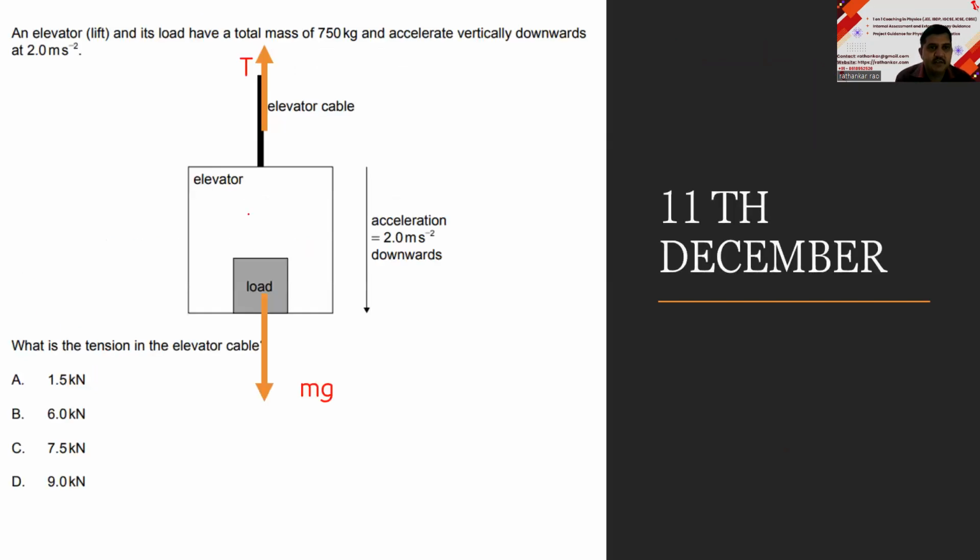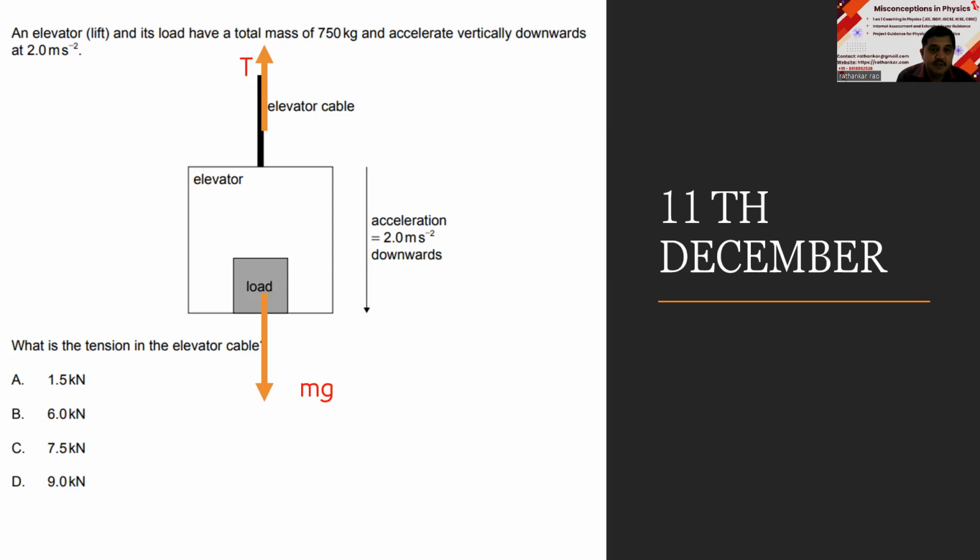An elevator and its load has a total mass of 750 kgs and accelerates vertically downwards at 2 meters per second square. Now you have a lift, the lift is going downwards, and this is the cable of the lift. There's a load kept over here. What is the tension in the elevator cable? Okay, what is the tension acting here?